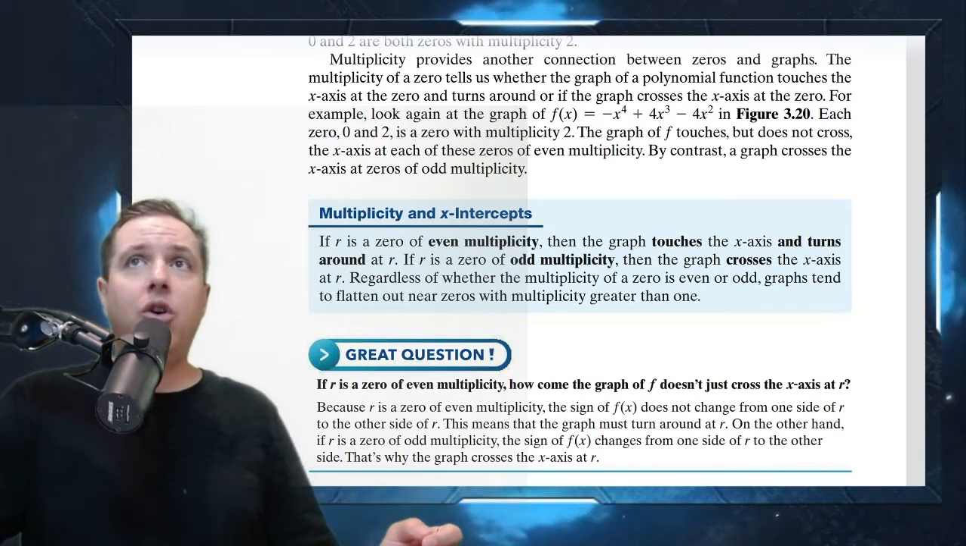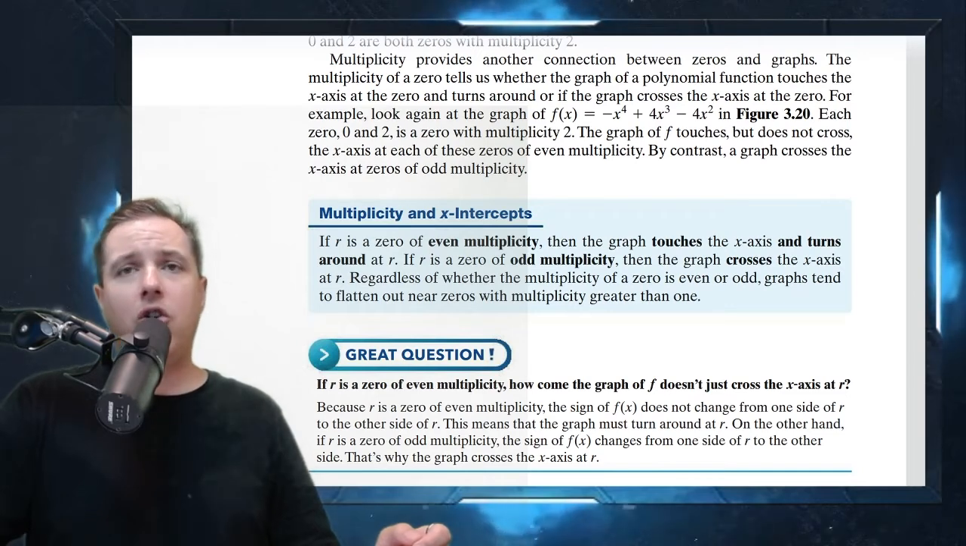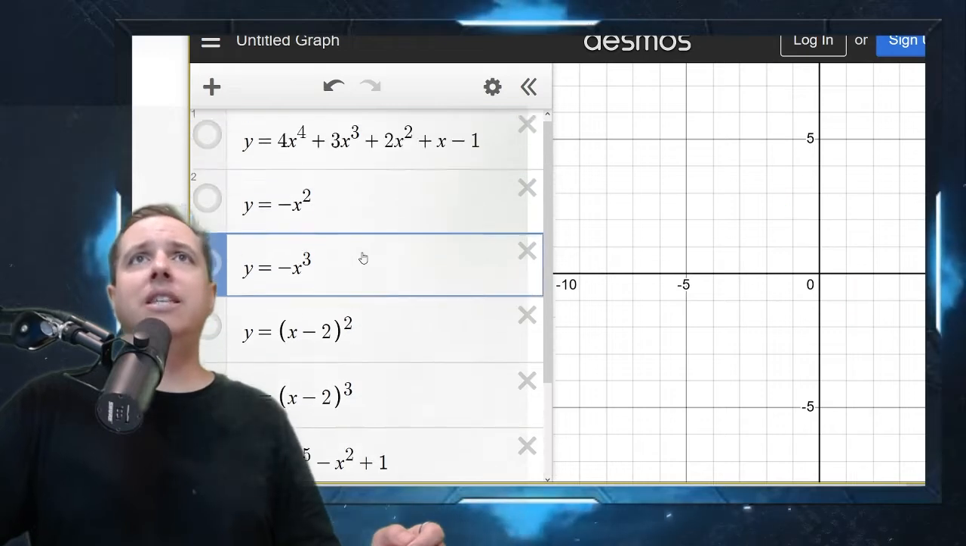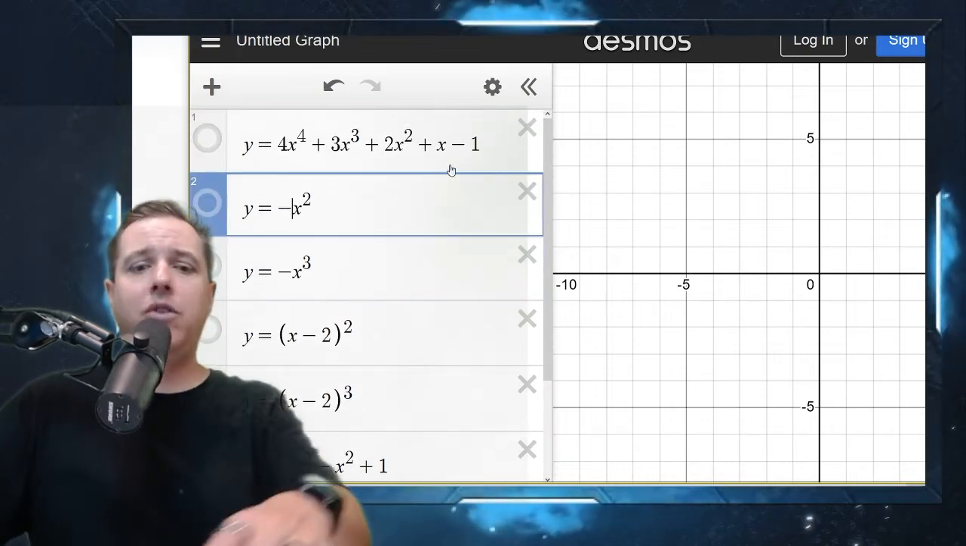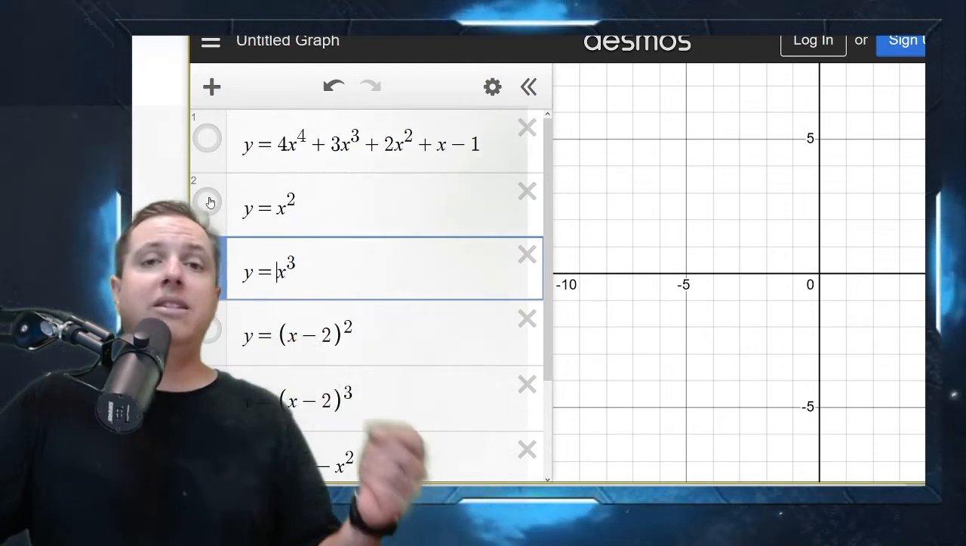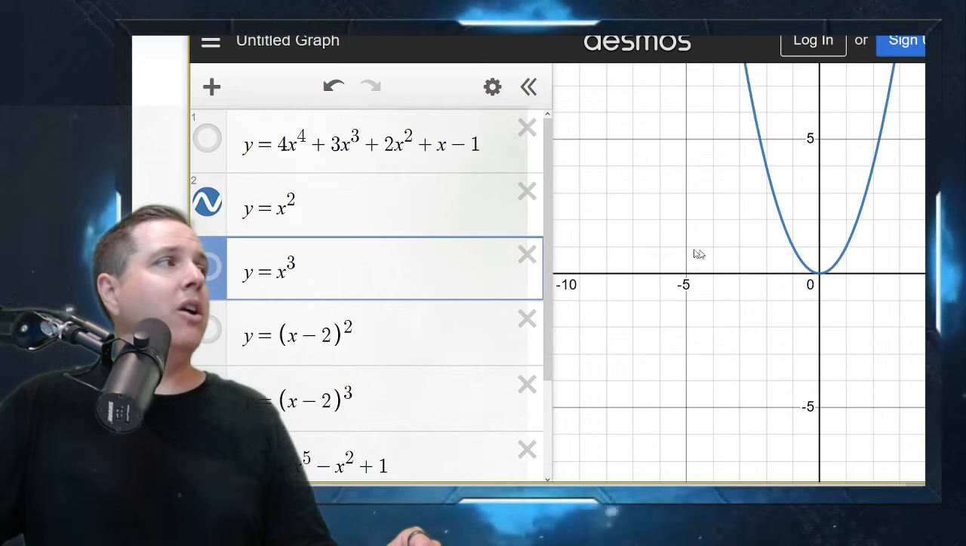If r is a 0 of odd multiplicity, then the graph crosses the x-axis at r, okay? So let's take a look at that. We can see that with our two base examples that we've been using, x squared and x cubed, right? The most basic even multiplicity problem you can come up with, y equals x squared, and here we go, right?